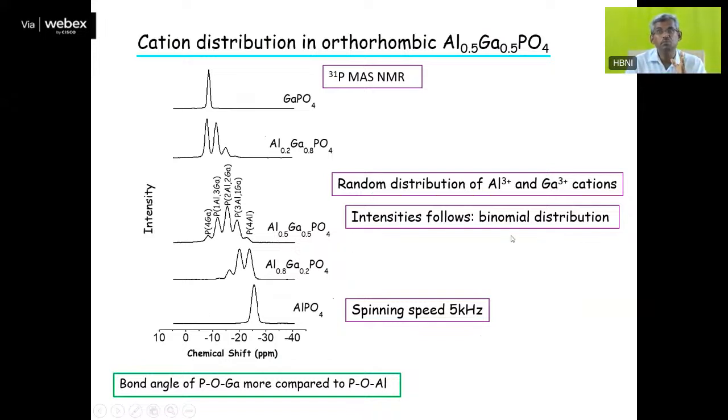Whenever random mixing is possible, there is something called binomial distribution, which can be used to predict how much intensity will be there for phosphorus with 4 gallium as next nearest neighbors, how much intensity for phosphorus with 1 aluminium and 3 gallium as next nearest neighbors, and how many phosphorus will be there with 2 aluminium and 2 gallium as next nearest neighbors.